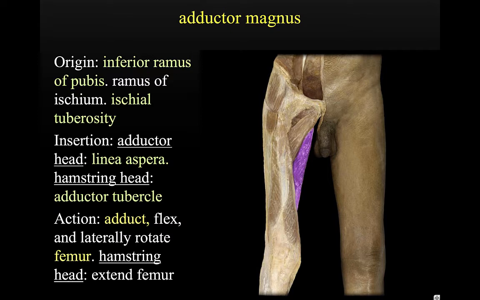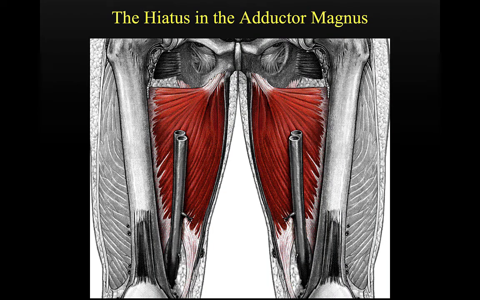The difference is it does have a hamstring head, which will help to extend the femur. That is a role that the hamstrings have, and we'll kind of be able to see those in a moment and get an idea of what's going on there, but it will assist the gluteus maximus and the hamstrings in extension. Now there is also another really interesting feature about the adductor magnus. It has within it what we refer to as a hiatus, as does our diaphragm. That's going to be the gap here between the insertion on the linea aspera and the insertion further down the limb on that adductor tubercle.